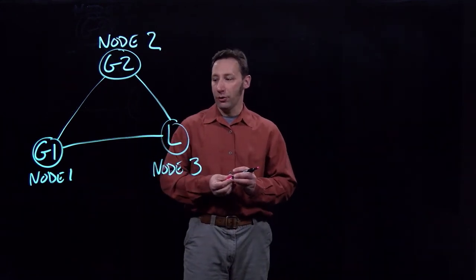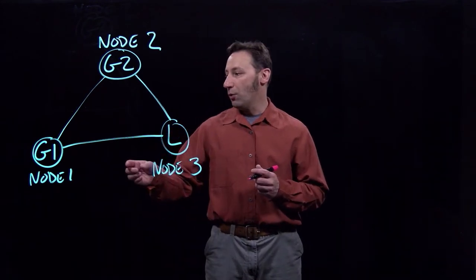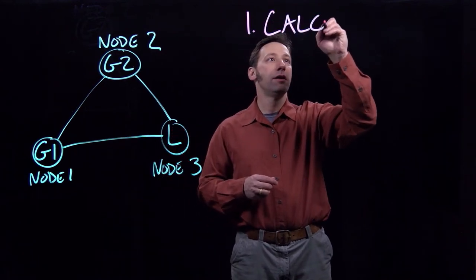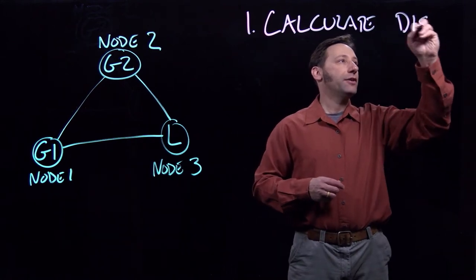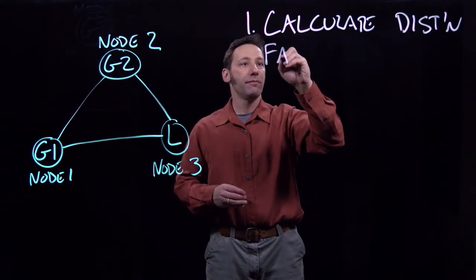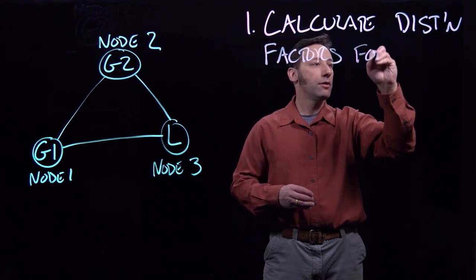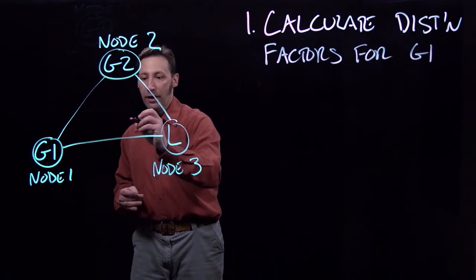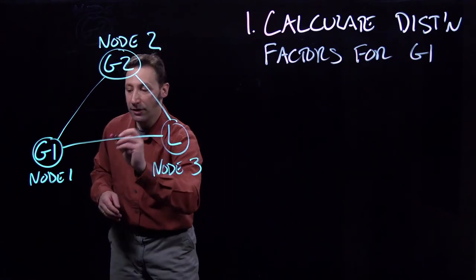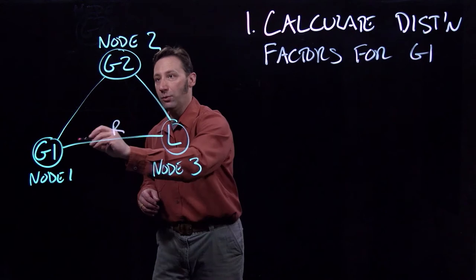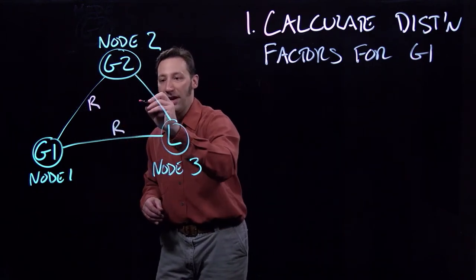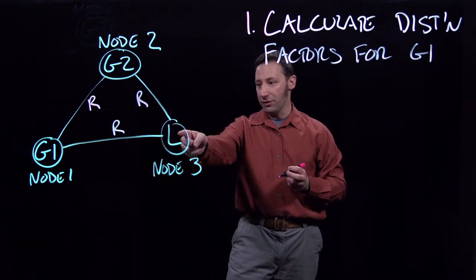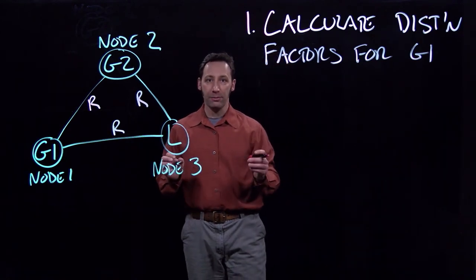So the first step is to calculate the distribution factors for the power injected by G1. To do this, we need a set of resistances. For this example, I'm going to assume that the resistances on all three lines are the same. So line 1 to 3 has resistance R, line 1 to 2 has resistance R, and line 2 to 3 has resistance R. If we think about how the power injected by G1 gets to the load at node 3, there are two possible paths.